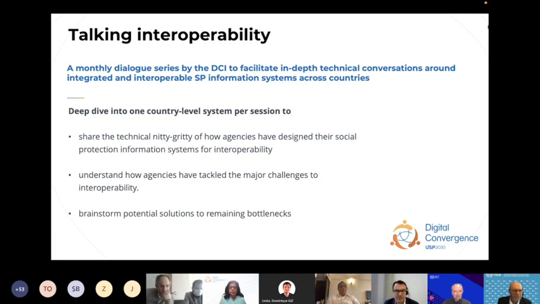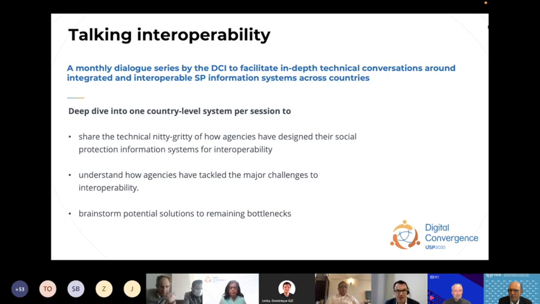And we want to have these conversations around integrated and interoperable social protection information systems, and look at various countries who really present where they are today, how they arrived there, and maybe where they still feel they need to move towards. It's not a show and tell in that sense, but really a kind of technical reflection, digging deep into the path which different countries have taken.